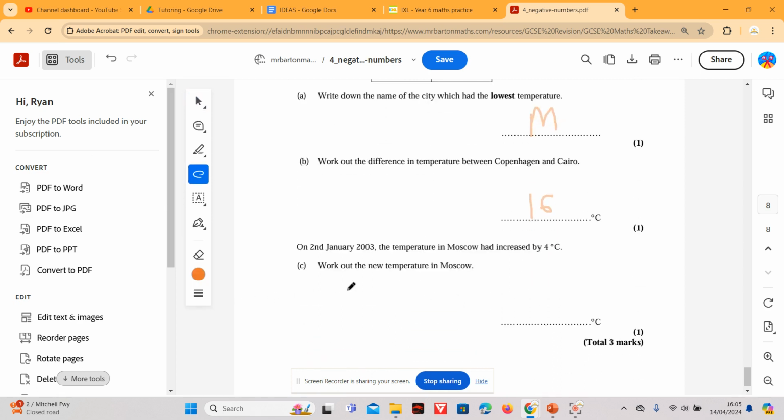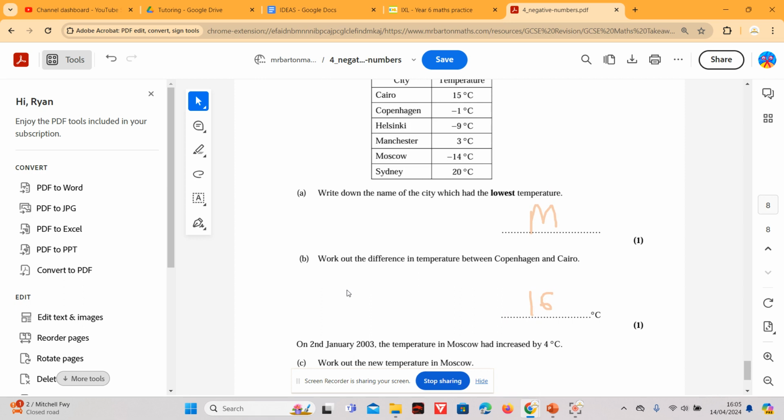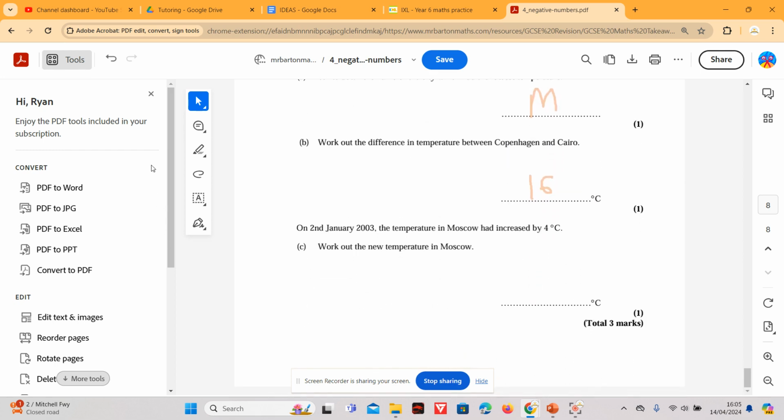On the 2nd of January 2003, the temperature in Moscow had increased by 4 degrees. Work out the new temperature. So Moscow is -14. If you increase that by 4, negative numbers go backwards. So you can actually do 14 take away 4. This will get you your answer. 14 take away 4 would get you 10, and then you stick a minus in front of it. So it'll be -10.